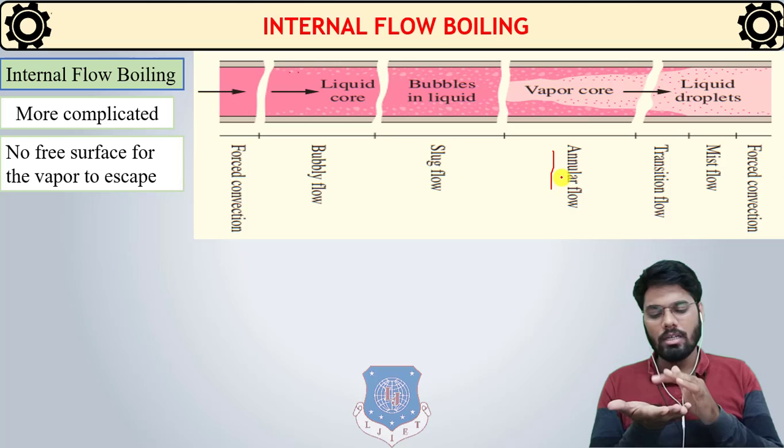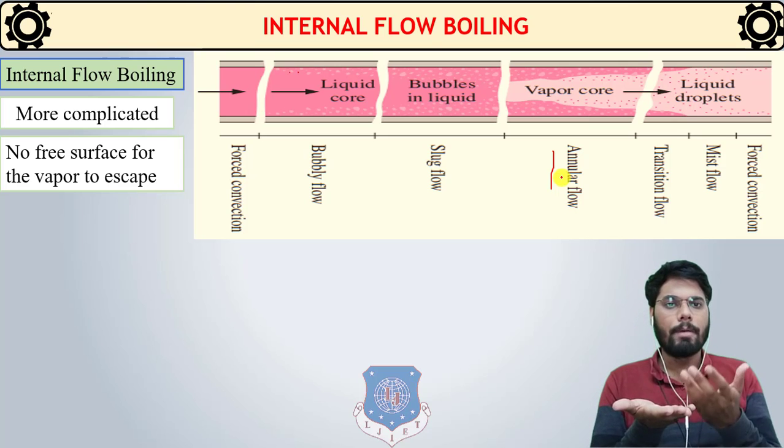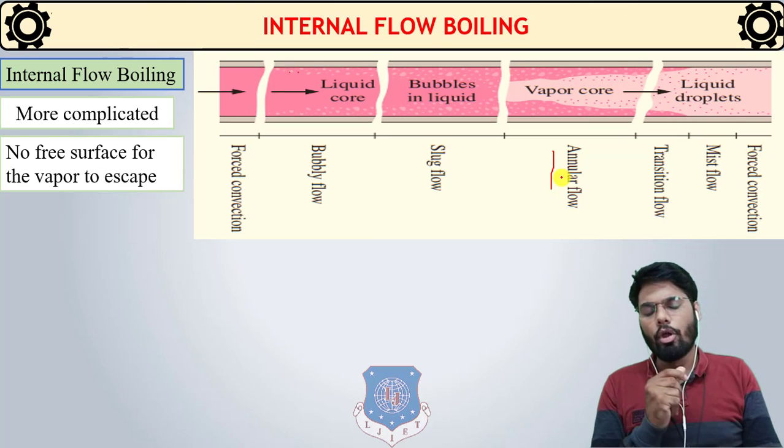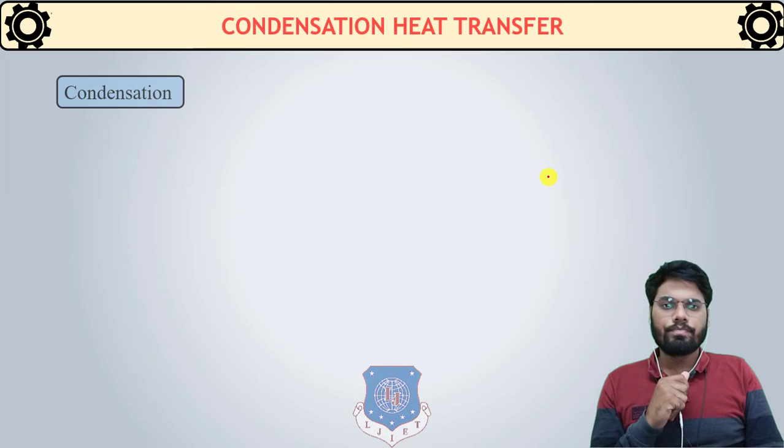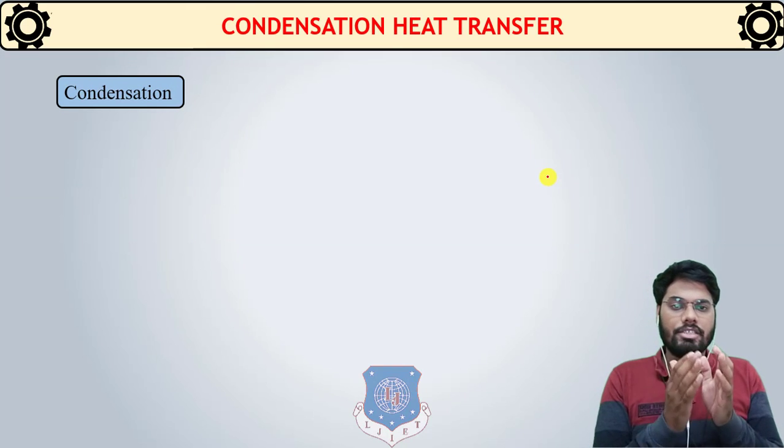External boiling is done over the surface of a cylinder or pipe, which is nearly the same as pool boiling. Now let's understand condensation.